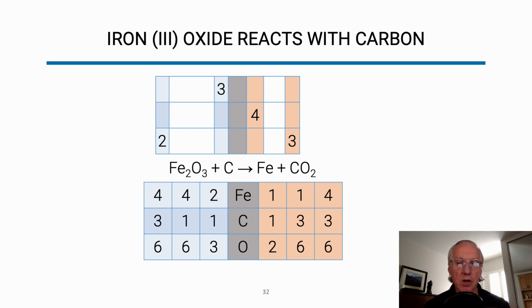That balances the carbon, so now we have 4 irons on the left, 4 on the right, 3 carbons on the left, 3 carbons on the right, and 6 oxygens on the left and 6 on the right, so everything balances. We just bring down the coefficients from the table above, and the equation is balanced.